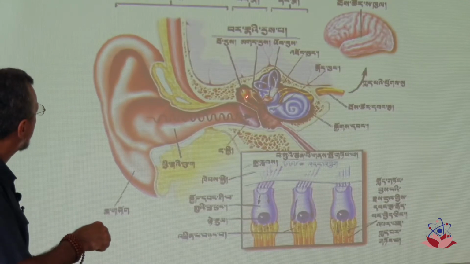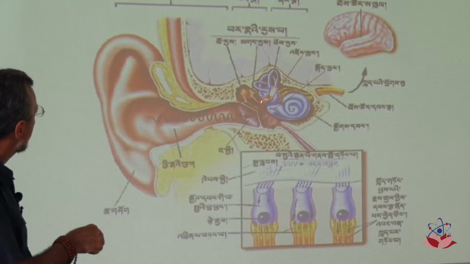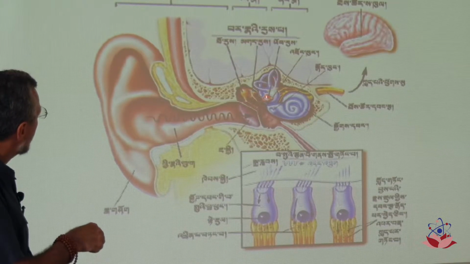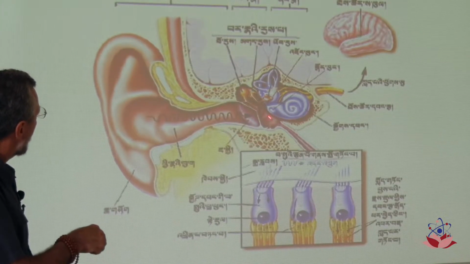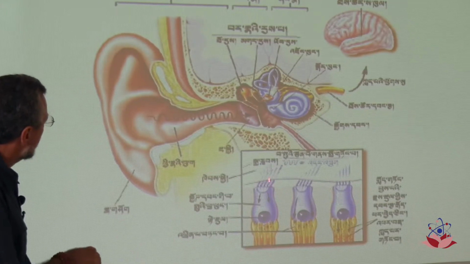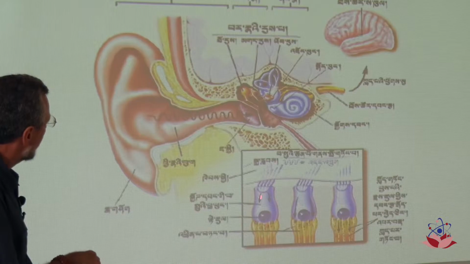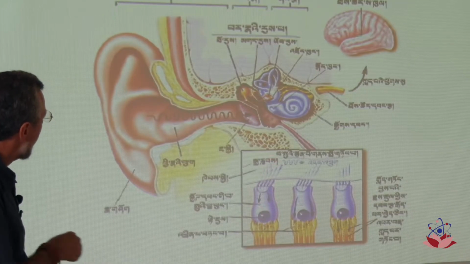There are then a series of bones in the middle ear that then act on this organ that has the actual sense cells for perceiving sound.